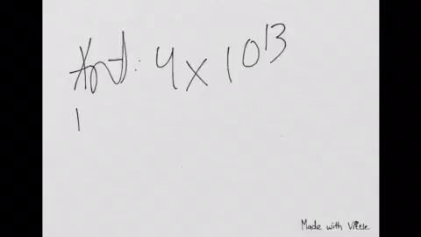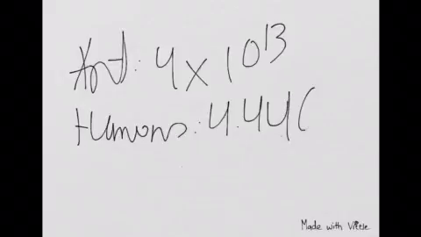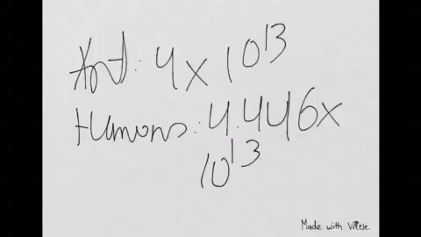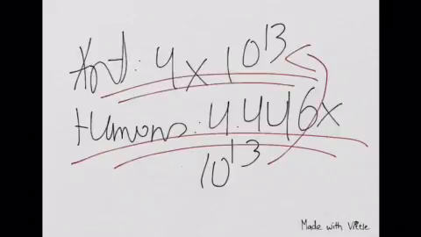Now, taking the final answers from last time, ants are 4 times 10 to the power of 13, while humans right here are 4.446 times 10 to the power of 14. So we can conclude that the total mass of all living humans is indefinitely bigger than the total mass of all living ants. That is the end of Joe's screencast.